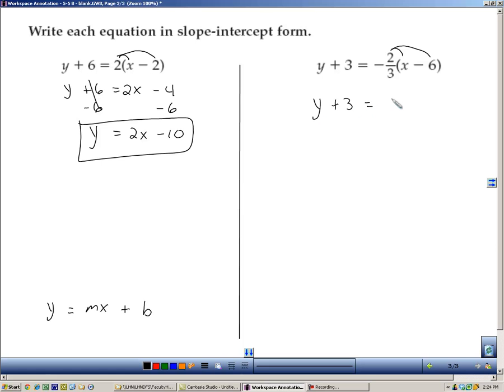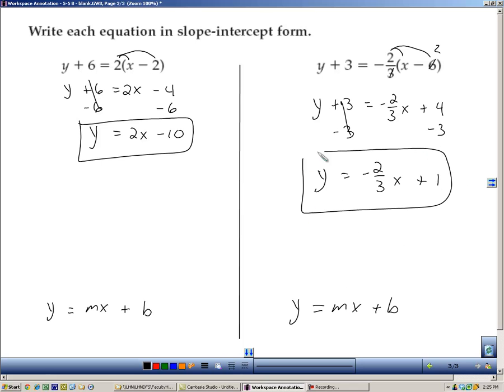Distributing the negative 2/3. Now when I distribute the 2/3, the 6 will cancel with the 3, leaving a 2. Negative times the negative will give me a plus 4. Now the thing with the slope-intercept form is you can have fractions in that form, unlike the standard form. So this negative 2/3 is okay. All I'm going to do is get rid of the positive 3 by subtracting. So the y is isolated, negative 2/3 is my m, 1 is my b. That is in slope-intercept form.